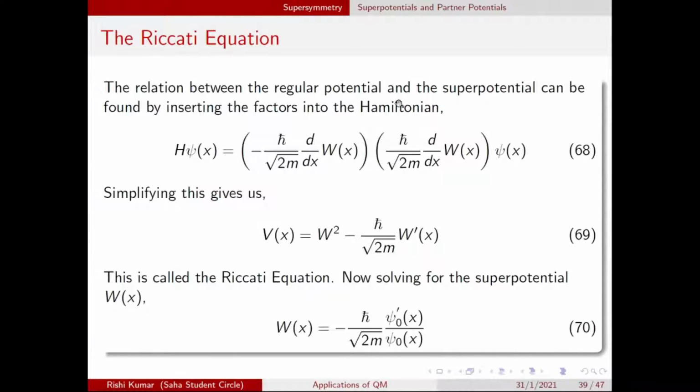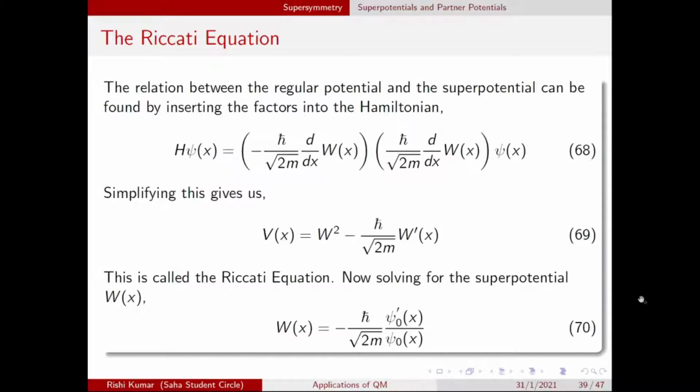Okay, so we are essentially substituting those values back into the Hamiltonian, and simplifying and cleaning up this gives us V(x) equals W squared minus h bar by root 2m W dash of x. Okay, this is called the Riccati equation. I'm pretty sure I'm butchering that name, but so, the Riccati equation.